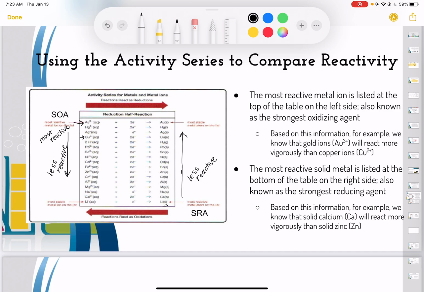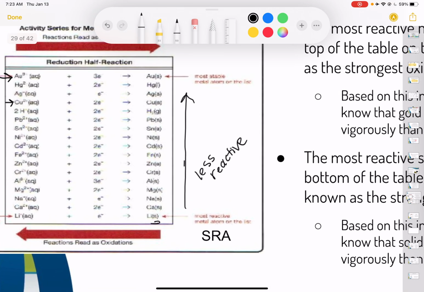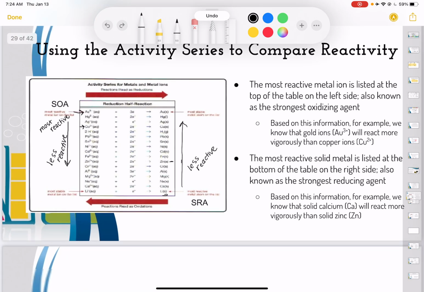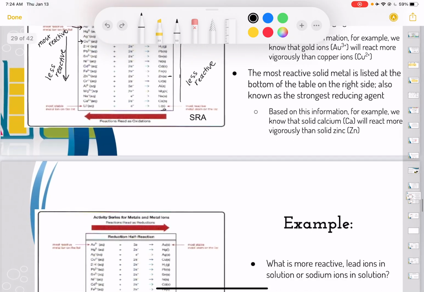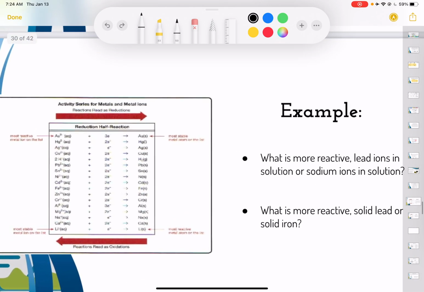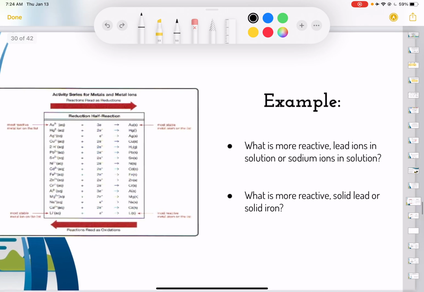So we've got calcium and zinc. Zinc is right here, calcium is right here. The lower you are on the table, the more reactive you are. So calcium is going to be more reactive than zinc. It's just about reading the table, basically, when you're doing these types of questions. All right, so let's go to an example.